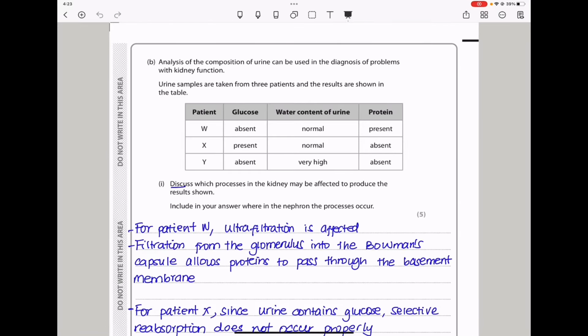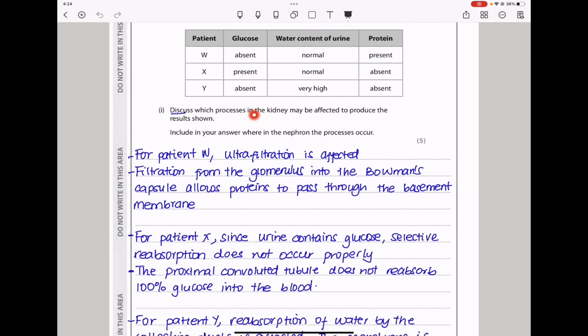In part B, analysis of the composition of urine can be used in the diagnosis of problems with kidney function. Urine samples are taken from 3 patients and the results are shown in the table. So we have these 3 patients. So the problem with patient W is the basement membrane where ultrafiltration takes place. And the problem with patient X is the proximal convoluted tubule because glucose was not reabsorbed 100%. Discuss which processes in the kidneys may be affected to produce the results shown. Include in your answer where in the nephron the processes occur.